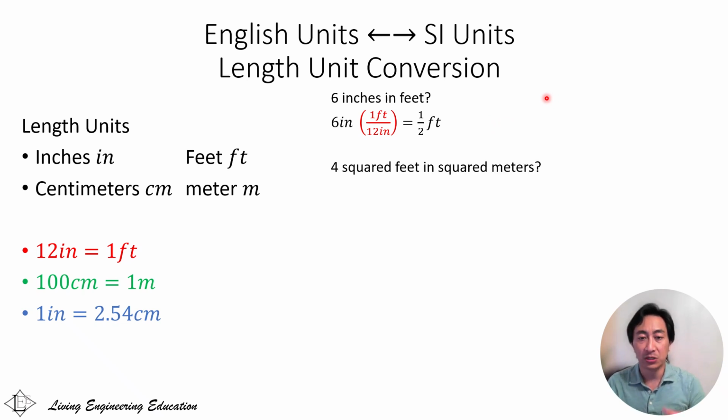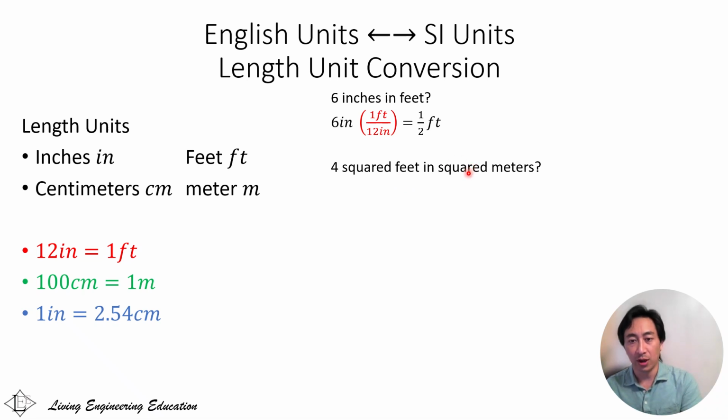How about when we square things? So if a unit is squared, the conversion also needs to be squared. If this unit is cubed, the unit's conversion also needs to be cubed. That's a common mistake, that when they convert from one to the other, they forget the square component of it. Okay, so 4 square feet, so that's 4 feet unit squared.